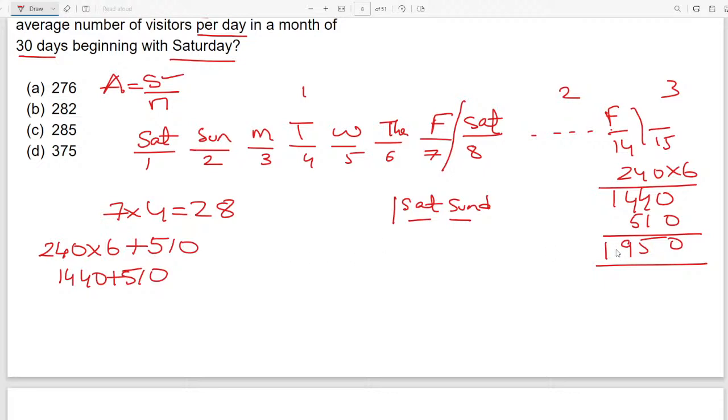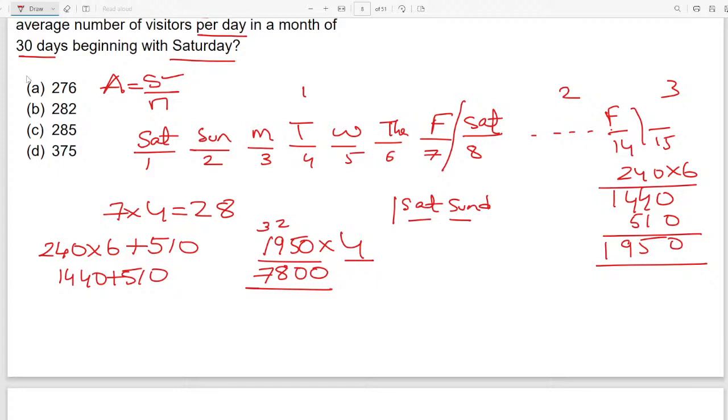The number of visitors in a week is 1950, and we have 4 weeks and then extra 2 days. So 4 weeks would be 1950 into 4. This is for 1 week. So we have 4 weeks here for 28 days. So this will be 5 4s are 20, 9 4s are 36, 38, 7,800. This would be the number of visitors for 4 weeks.